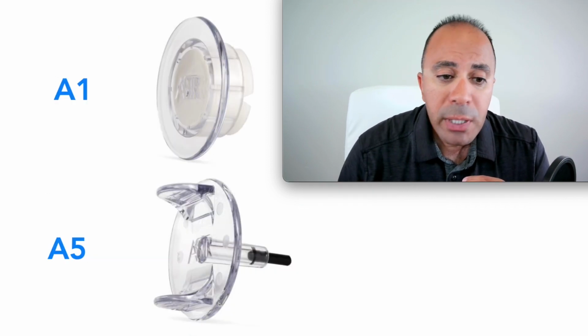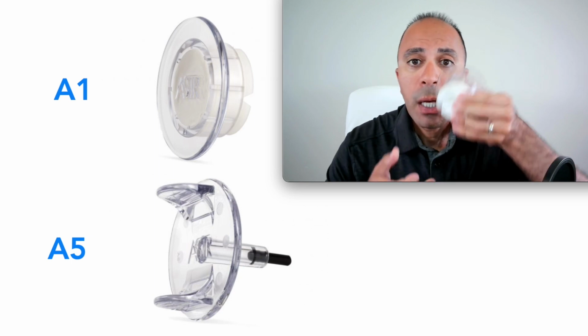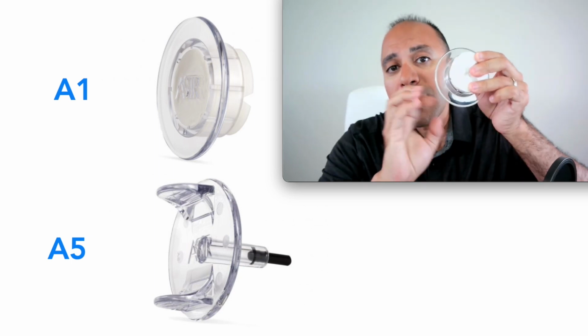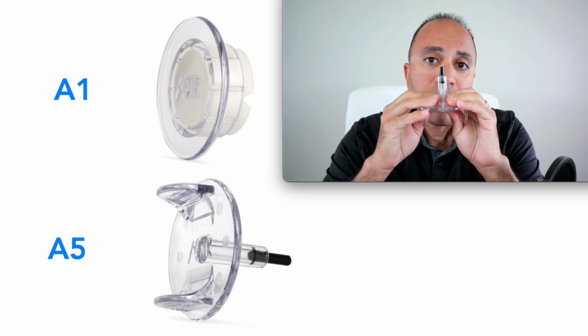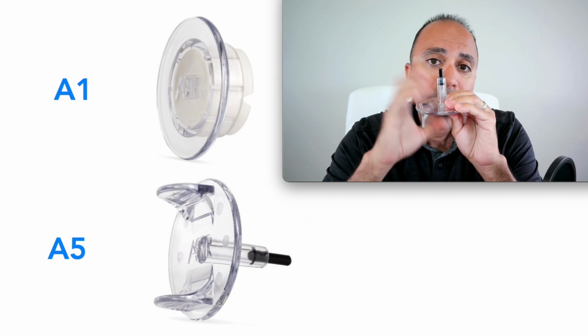So what I personally use, I use the A1 to release the superficial fascia layer and aponeurotic fascia layer, and then I use the A5 to release the epimysium, perimysium, and endomysium.